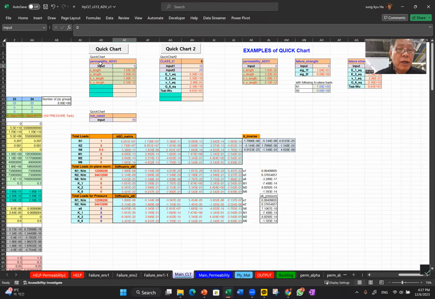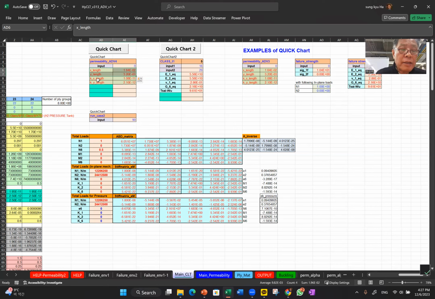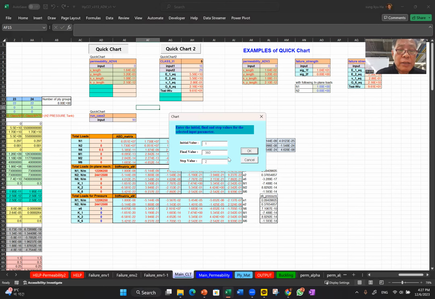Okay, permeability. Let's say we choose 4. And then what we would like to do is plot those envelopes by changing all the angles and the permeability. Okay, so let's do that.